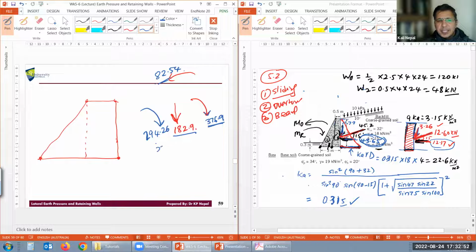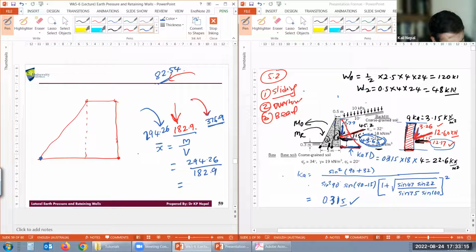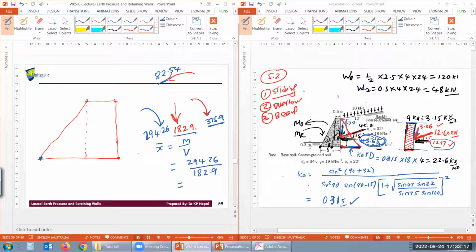Now we can calculate where this force will act. So moment divided by vertical force, okay, that's the location, right? From here, where that force will act. Can you calculate that now? 294.26 divided by 182.9. How long is the distance it takes? 1.6. Okay, 1.6 meter, right?